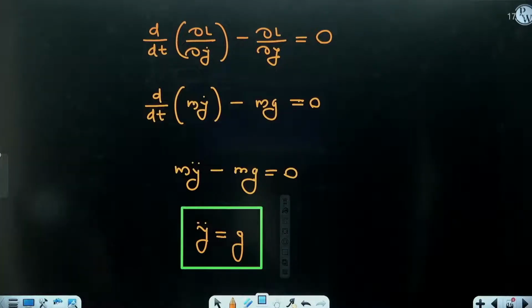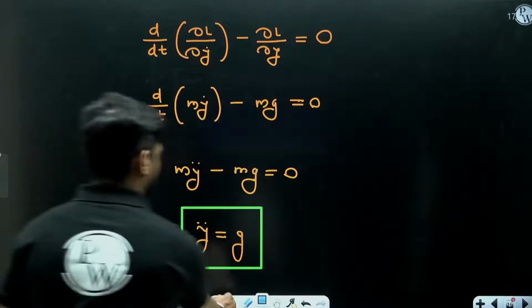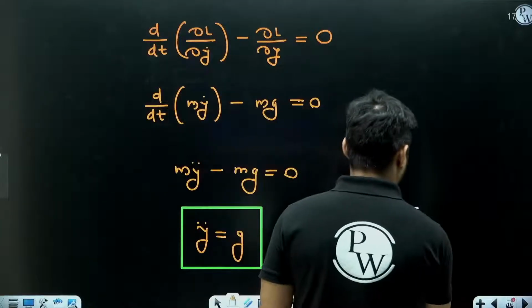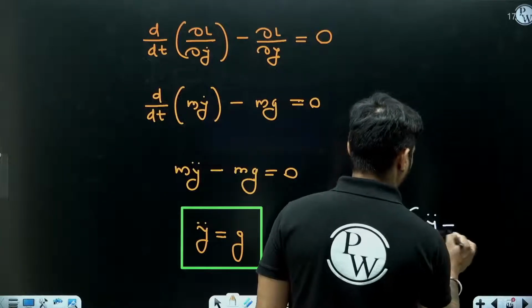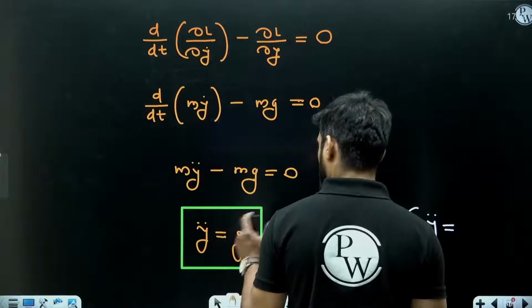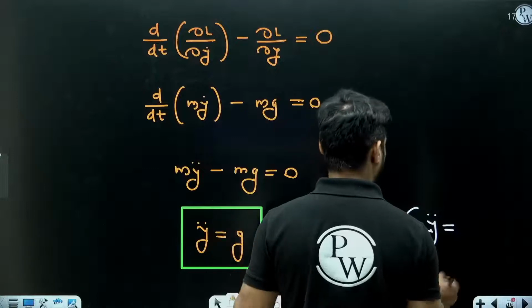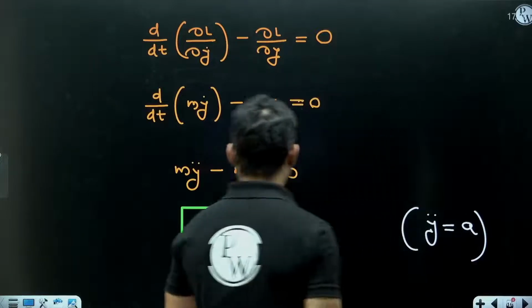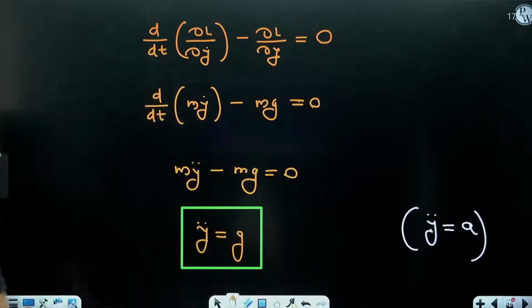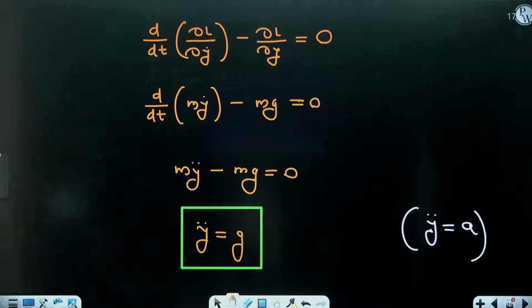What is y double dot? y double dot is nothing but acceleration, right? It is the second-order time derivative, d square y by dt square, which is acceleration. So acceleration equals g. We have already seen how to find acceleration using Newtonian mechanics, right? a is equal to g.